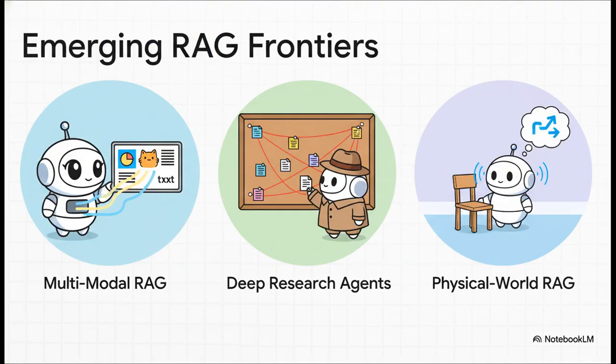And the frontiers here are just exploding. We're now seeing multimodal RAG, where an AI can pull an answer from a chart in a PDF just as easily as it can from a paragraph of text. There are deep research agents being built that can autonomously write entire strategic reports. And with physical world RAG, we're even grounding AI in live sensor data, letting a robot use Retrieval to figure out how to navigate the room it's in.